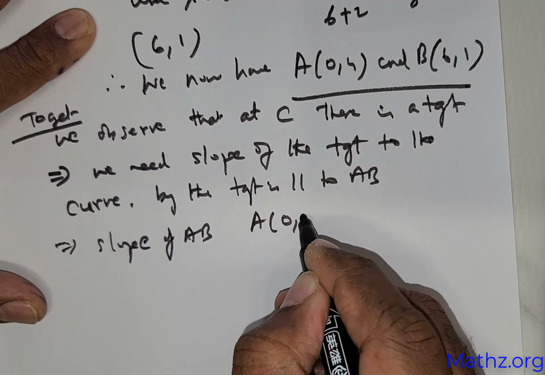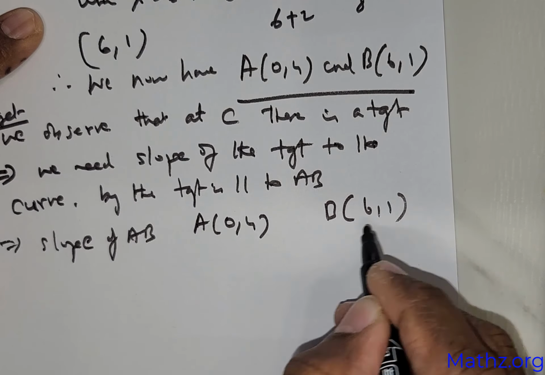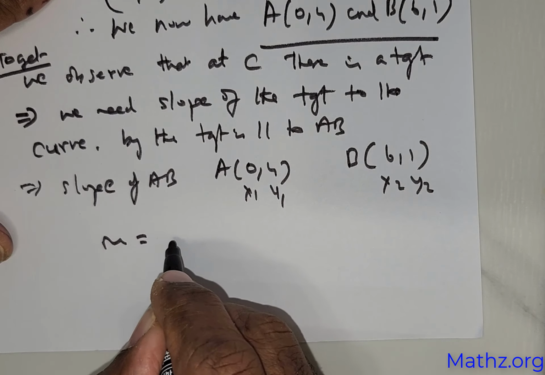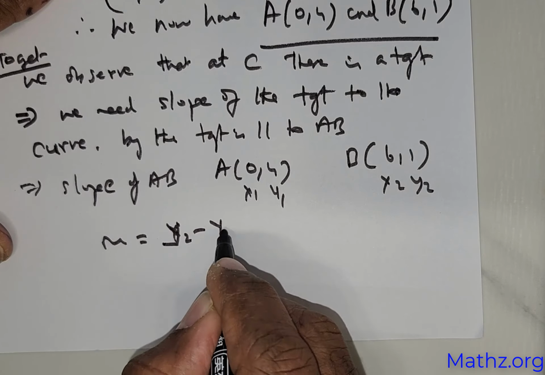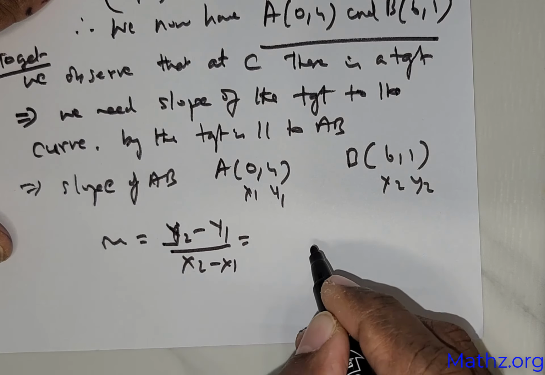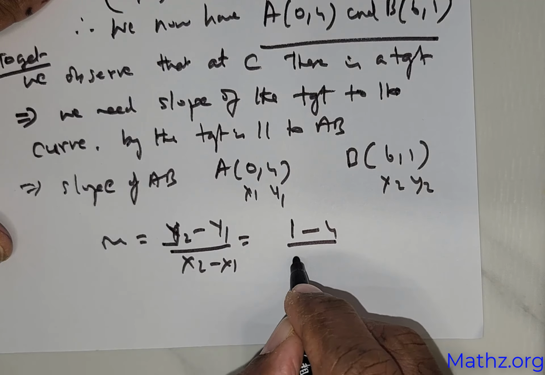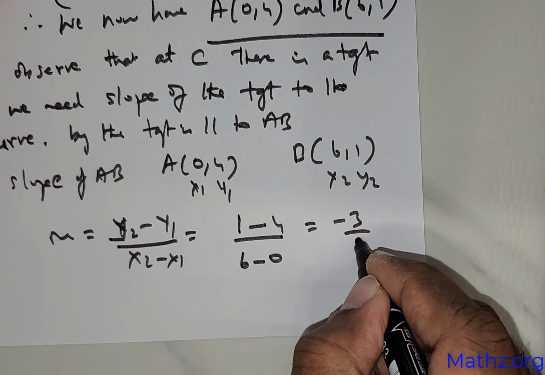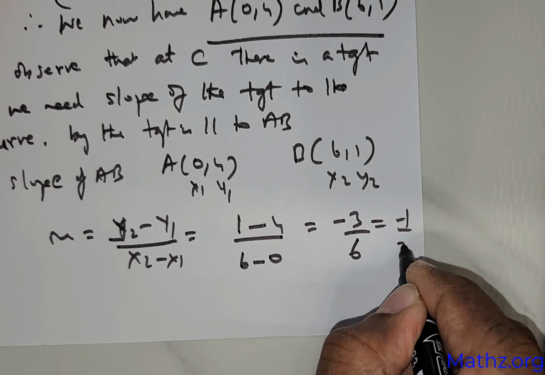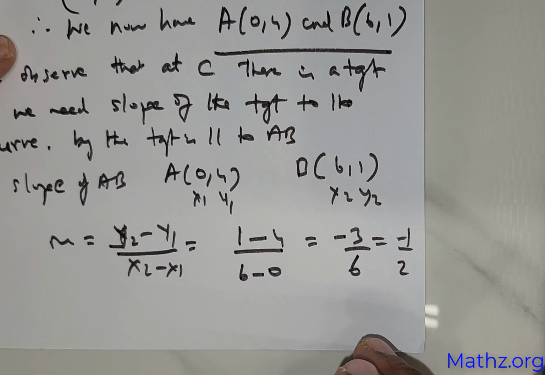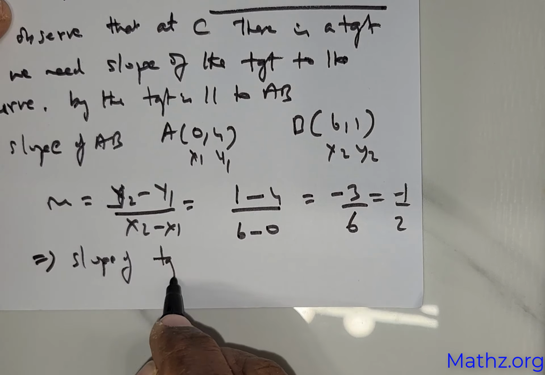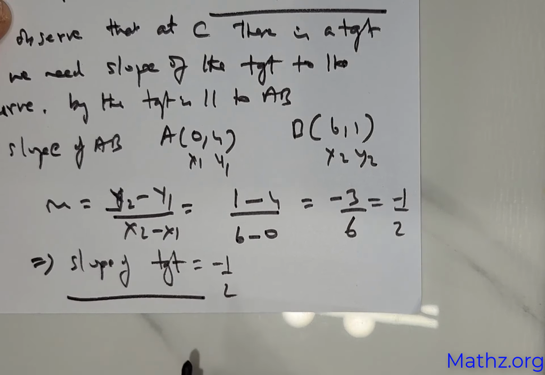So my A is 0, 4, my B is 6, 1. So I take this as x1, y1, x2, y2. So m = (y2 - y1) over (x2 - x1). So (1 - 4) divided by (6 - 0). So this is going to give me -3 divided by 6, which is -1 over 2. So we got that slope. So this means the slope of the tangent is -1 over 2.